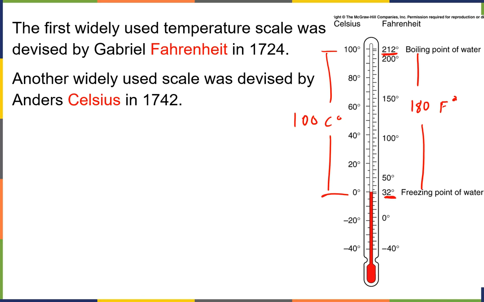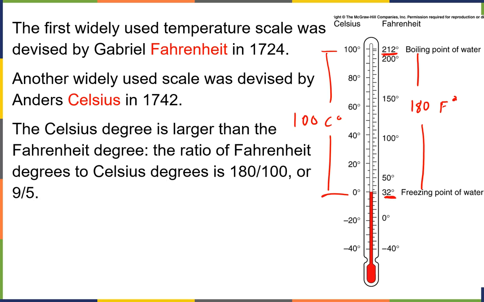180 divided by 100 is 9 divided by 5. So the change in Celsius, compared to the change in Fahrenheit, is just 180 over 100 or 9 to 5. And then we have an offset, 0 Celsius is 32 Fahrenheit. So putting those two things together, we can come up with a simple calculation to convert between Fahrenheit and Celsius or between Celsius and Fahrenheit.